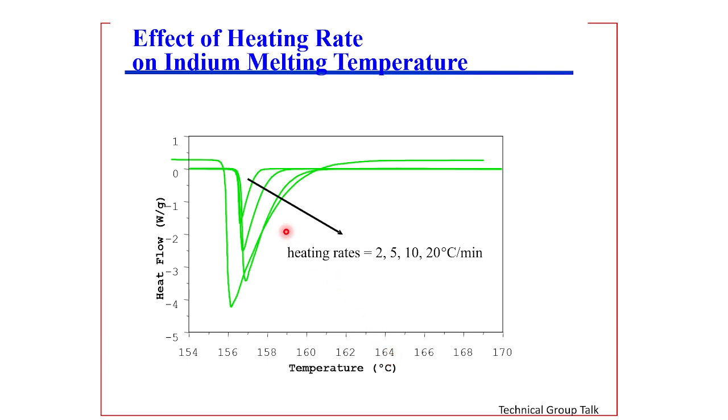So here it is showing that with increment of heating rate, from 2 degrees to 20 degrees centigrade per minute, how the melting temperature of indium actually changes. Since it is a kinetic phenomenon, there is a slight change in the melting temperature. So when it is 20 degrees centigrade per minute, it will get around 157, like that.